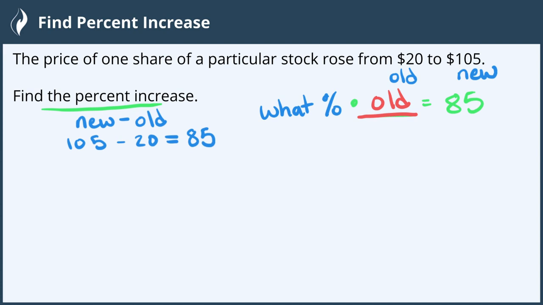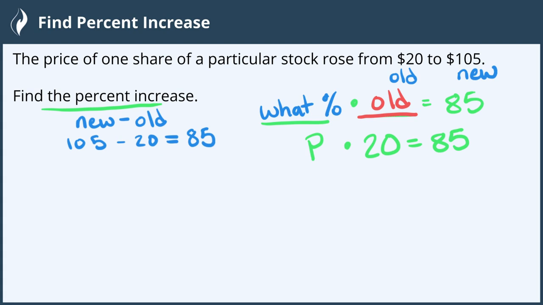Now that we have our phrase, we can translate it into a math equation. Since we don't have anything for that, we use a variable, and I'm going to go ahead and use P for percent. Of means multiply. The old was $20, and our increase is 85. Now we have our equation. What percent of 20, or the old, gives us the increase of 85?